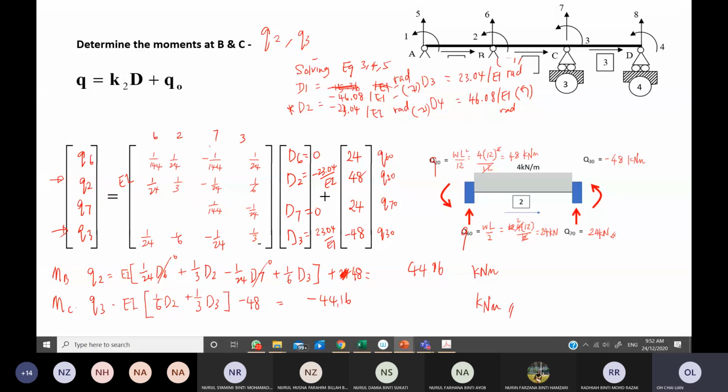Next class next week will be week 11. Last week we dealt with this stiffness method. Week 12 we will start a new chapter. Therefore next week I will explain 3 more examples to you: one on the truss, one on the frame, and one for the composite structure.